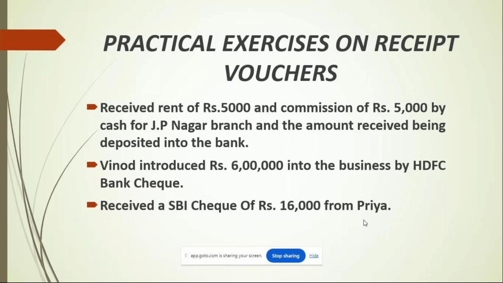Company has received two payments. One is rent and second is commission. Both are valued at 5,000 each, and both are being received in the cash form. And for which branch it is being received? For JP Nagar branch. And this amount received is deposited into the company's bank account. So how we are going to put up this particular entry in the receipt voucher is what we are going to see. Okay, hope the transaction is clear.